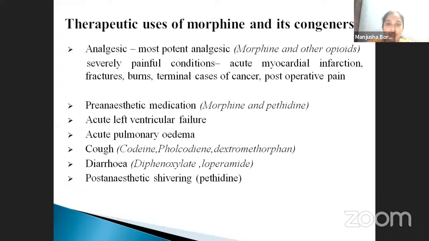Codeine, pholcodine, and dextromethorphan are the drugs used for the suppression of cough. Diphenoxylate and loperamide are the drugs of choice for symptomatic relief in diarrheal cases. Also, pethidine is the drug used for post-anesthetic shivering. Mostly pethidine can be recommended.